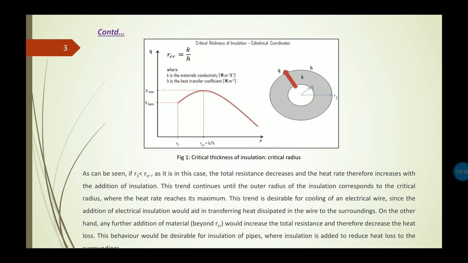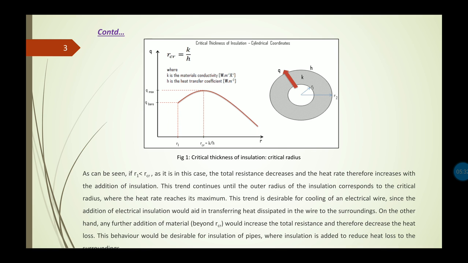Now in case of R1 less than R critical, the total resistance decreases and the heat rate therefore increases with an addition of the insulation. This phenomenon continues until the outer radius of the insulation corresponds to the critical radius, where the heat rate reaches its maximum. Now it is desirable for cooling of an electrical wire, since the addition of electrical insulation would aid in transferring heat dissipated in the wire to the surroundings.